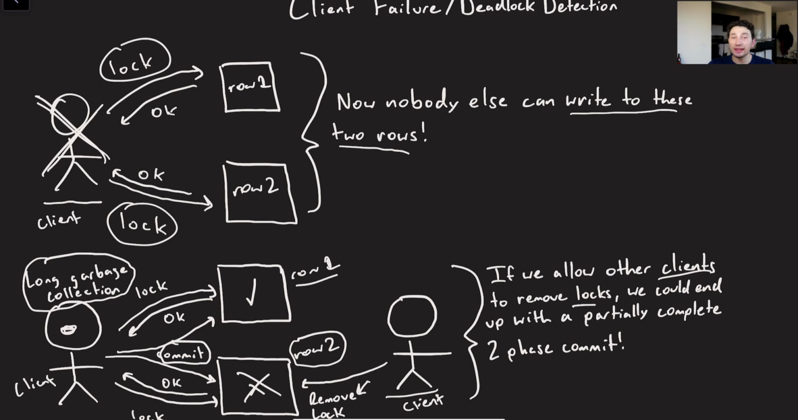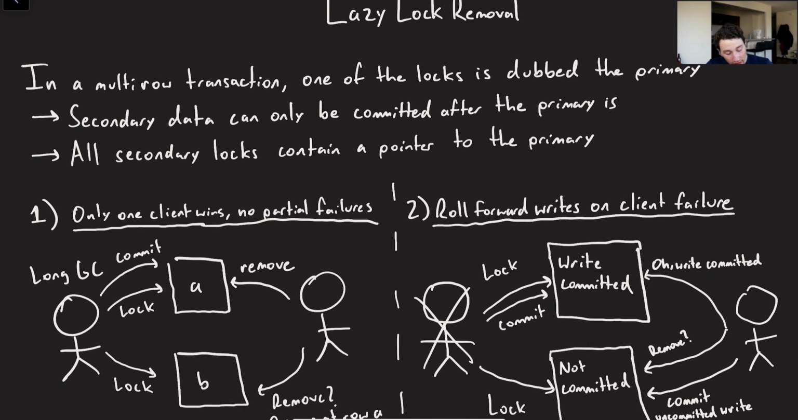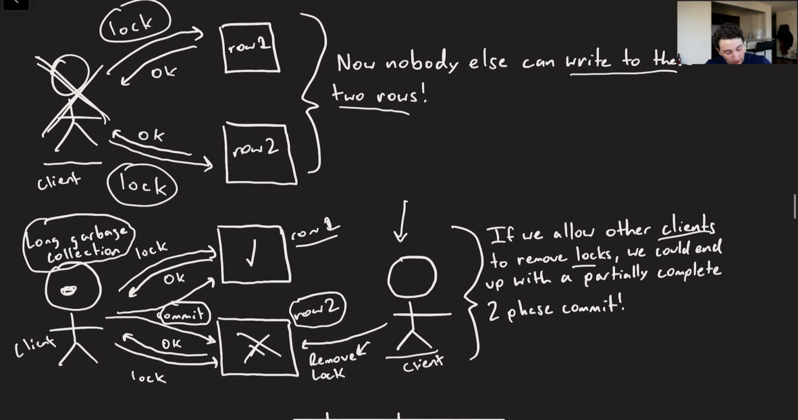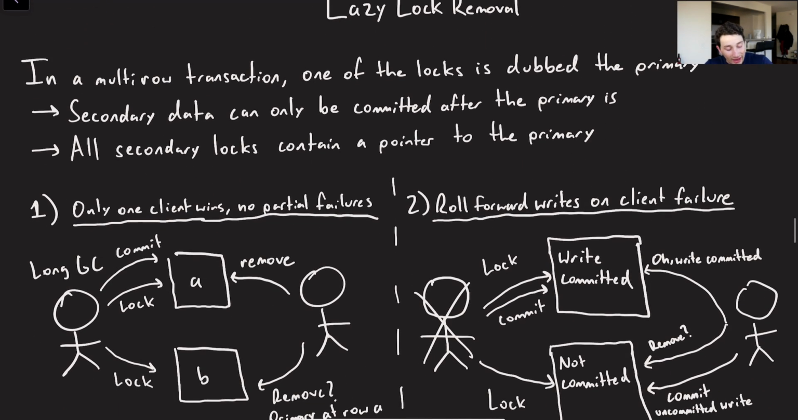We basically do this lazily. We allow locks from aborted transactions or transactions where the client basically went down to stick around until someone else wants to access the row. So this is known as lazy lock removal. So basically what we're going to do is, in order to avoid the situation that I cover over here in part 2 where we have this kind of conflict, what we're going to do is have a primary lock.